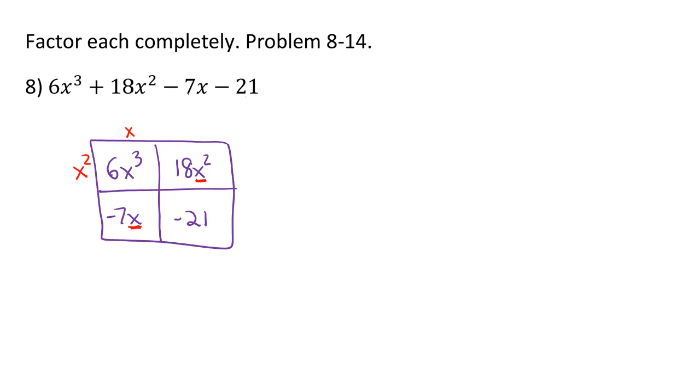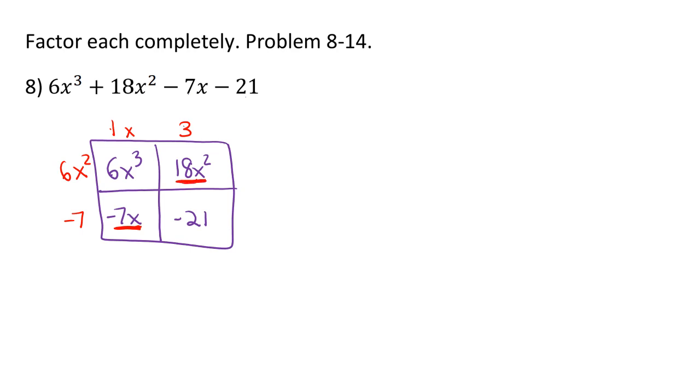Another combination that multiplies to be 6 is 1 times 6. So if I put a 1 here and a 6 here, 1 times negative 7 can get me negative 7x, and 6x squared times 3 can get me 18x squared.